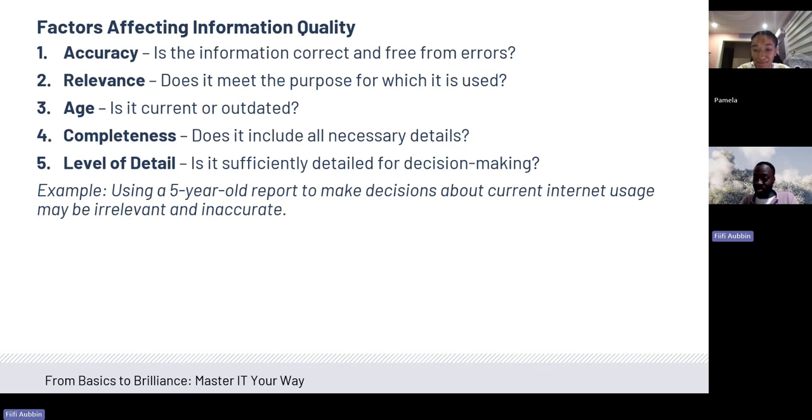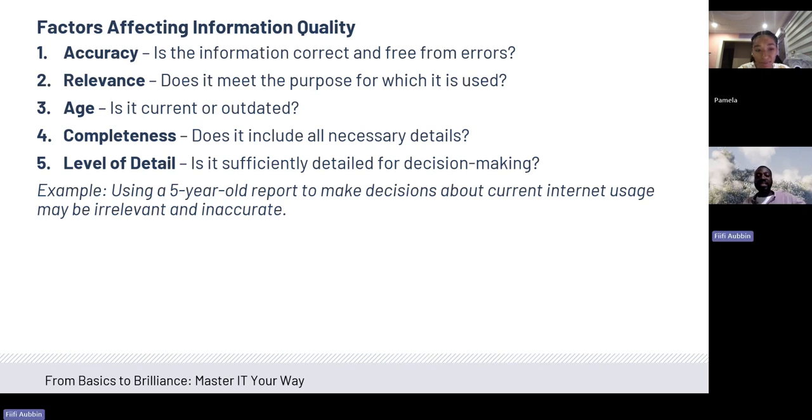Is it accurate? Is it correct? Free from errors? Is it relevant? Does it meet the purpose for which it is used? And completeness, meaning does it include all necessary details? And level of detail, is it sufficiently detailed for decision making?